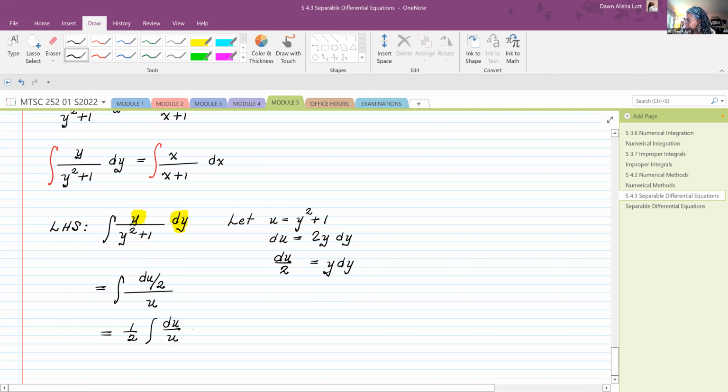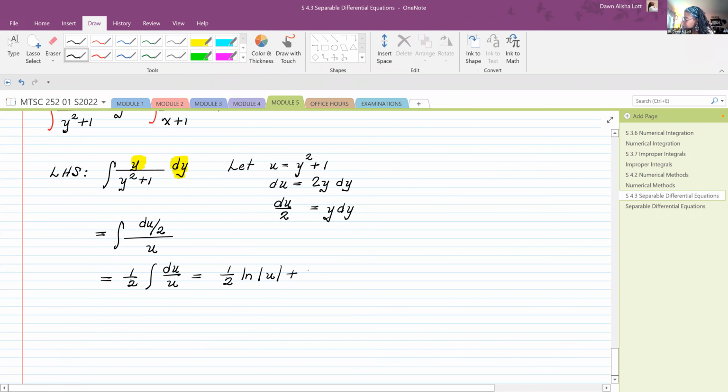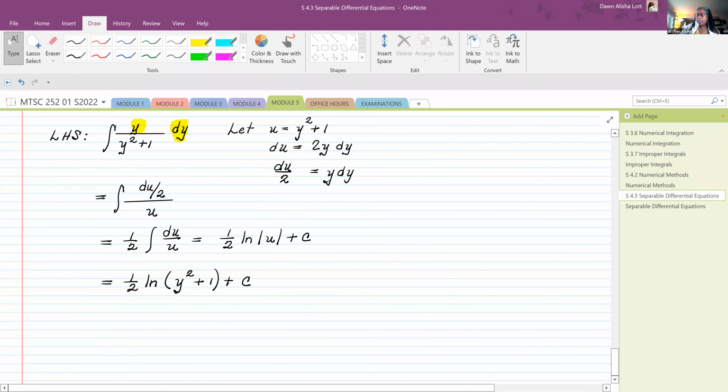Well, we saw this a minute ago. That's 1/2 the log of the absolute value of u. And then I'm going to get a constant. So this is 1/2 the log of the absolute value of y squared plus 1, which we already know is positive. So I can just do y squared plus 1 plus a constant. So that's the left-hand side. LHS, left-hand side.